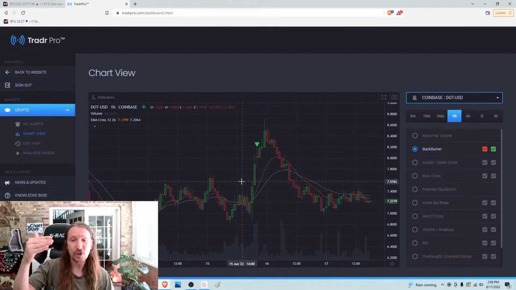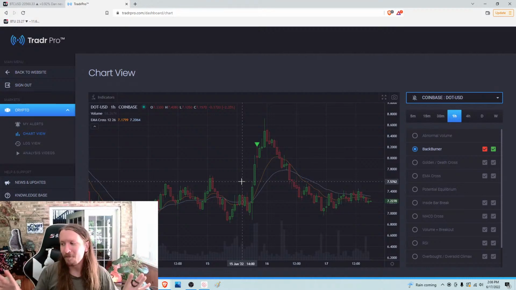Bulls are looking to take profit in overbought conditions, and bears are looking for shorts because we're in a prolonged downtrend. Okay, those are the two ways to compartmentalize the difference.